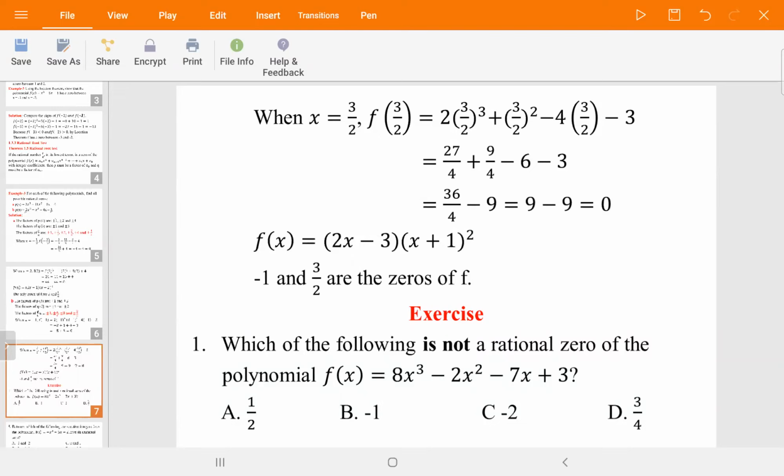So the maximum possible number of zeros for this polynomial is 3, because its degree is 3. So we stop at this stage, and we take minus 1 and 3 over 2 as the only zeros of this polynomial.